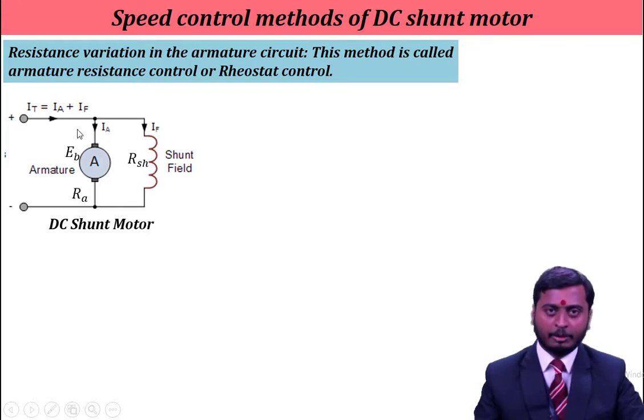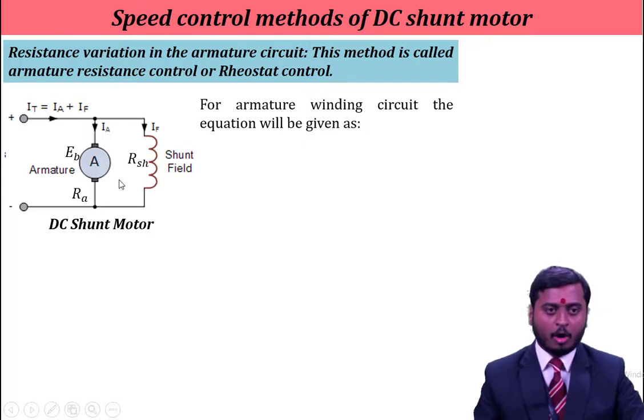I is the current which will flow. This I, or IT, is the total current. Now part of the current will flow through this armature, so this is your IA. Part of the current will flow through the field winding, which will be IF. RSH is nothing but a shunt field resistance. EB is the back EMF and RA is the armature resistance.